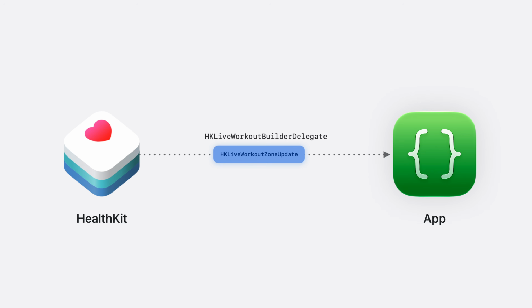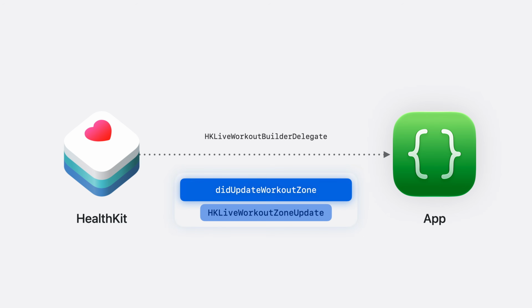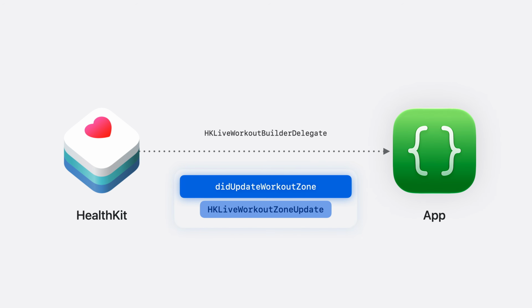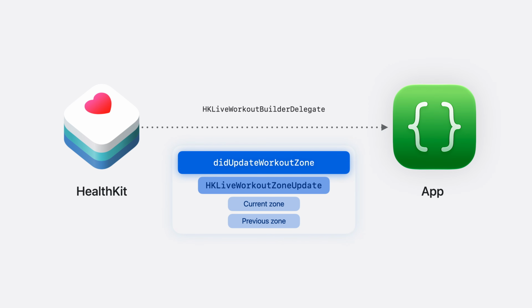To process changes in heart rate zone, I'll use the didUpdateWorkoutZone method. Each update will include the current zone and the previous zone. Updates are only sent when the current zone changes, like from zone 2 to zone 3, as well as the zone group, containing the entire zone configuration and the current total time in each zone. Finally, it includes a timestamp for the last sample processed. This is helpful to display a running timer of the time in the current zone.